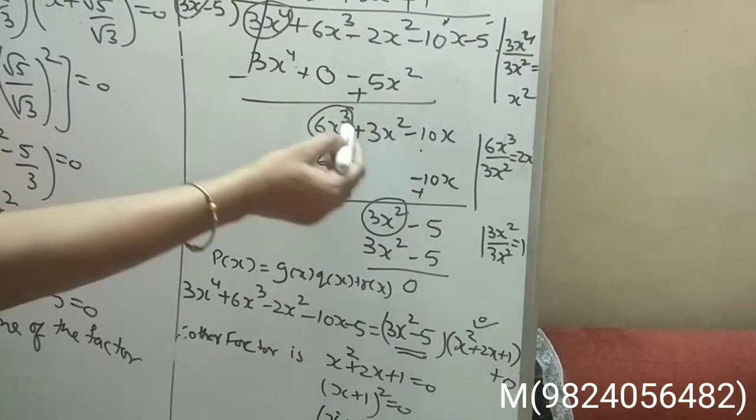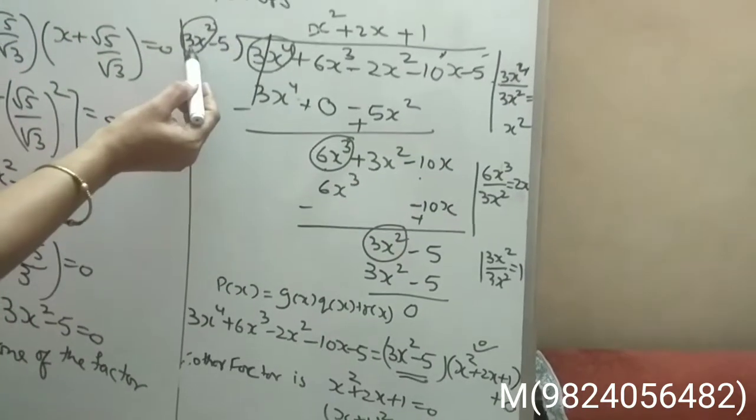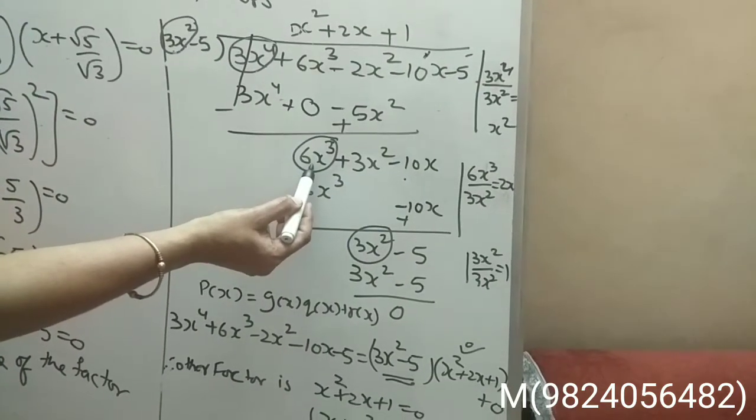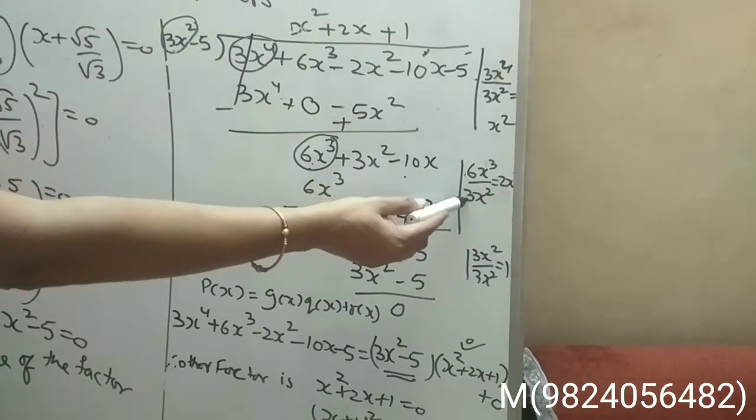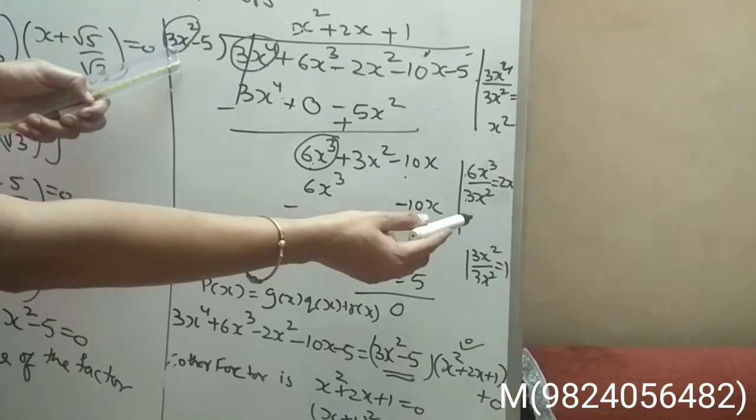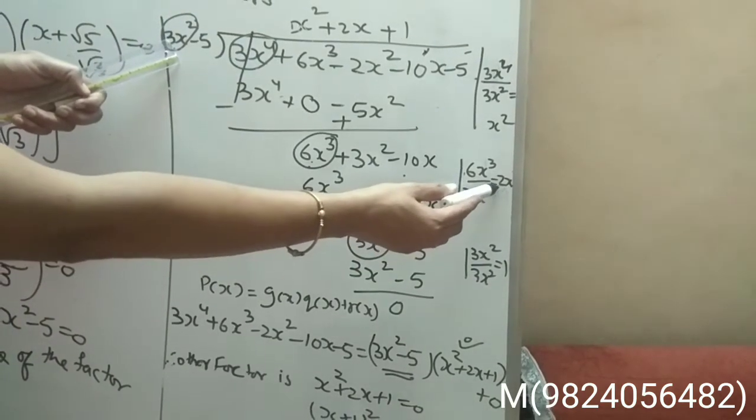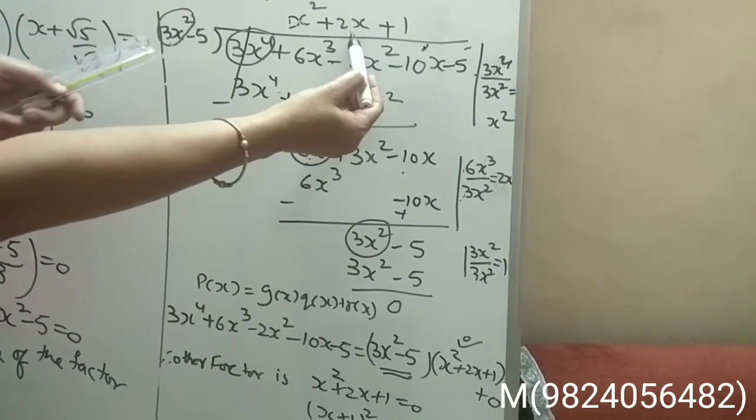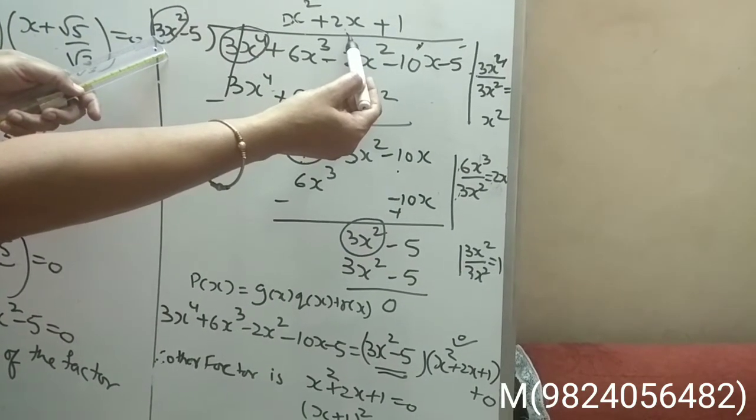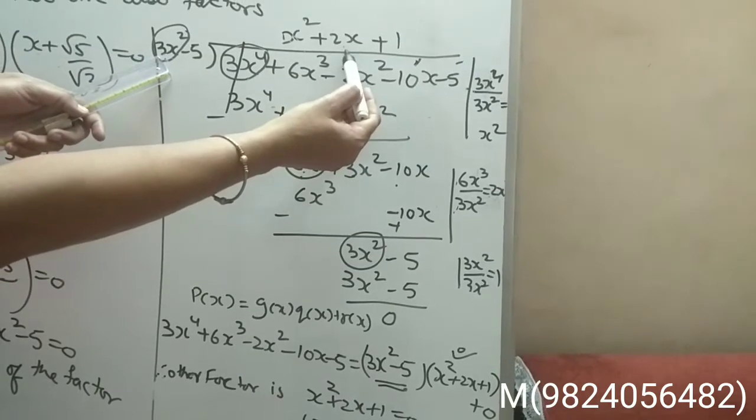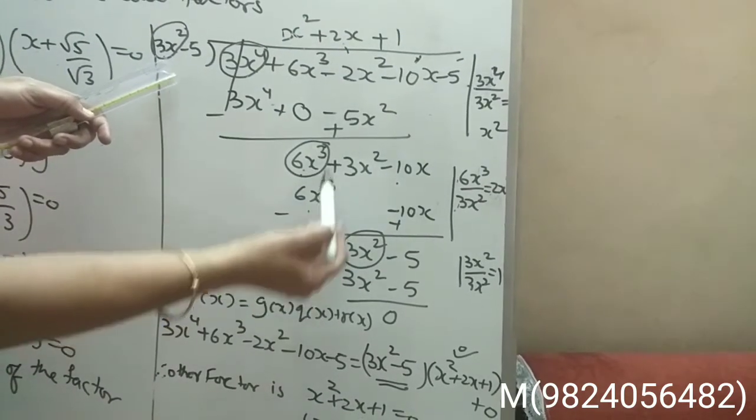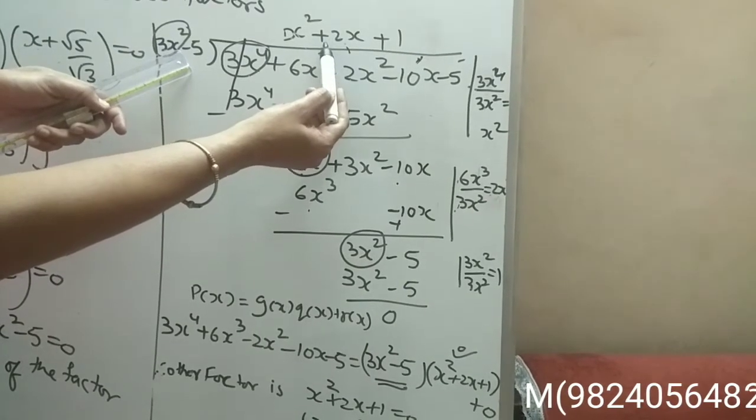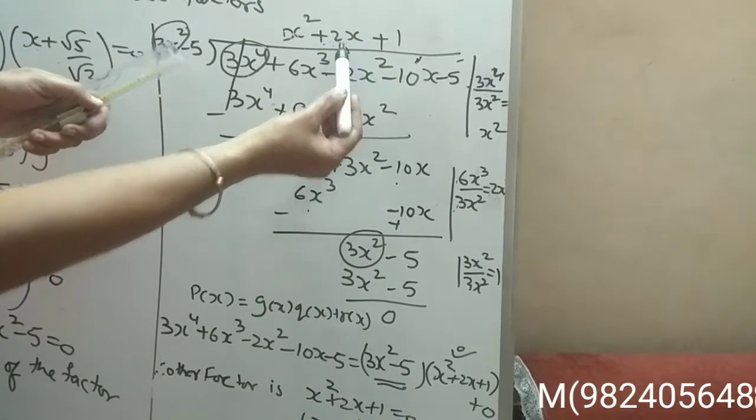Again same process. First term should be divided by the first term of the divisor. So here it is 6x cube, which is divided by the divisor 3x square. The answer we will get 2x, which we are writing here. So 2x multiplied by 3x square, it will be 3 2s are 6x cube, which we are writing here. The second term will be plus minus 5 2s are 10x. Now we are getting 10x.